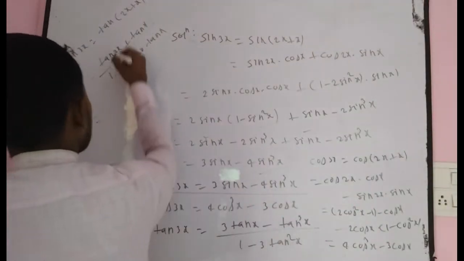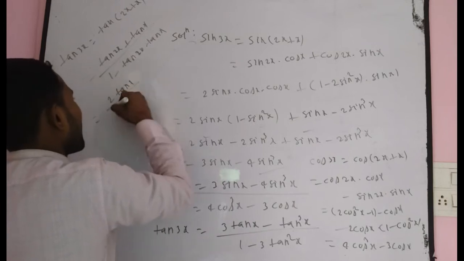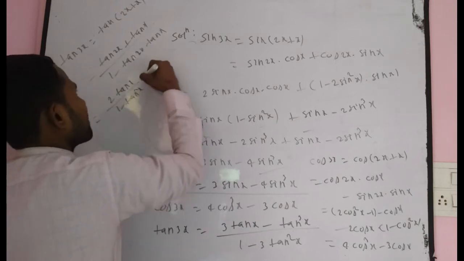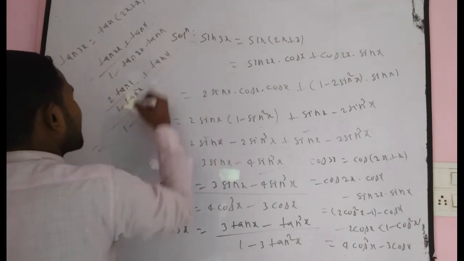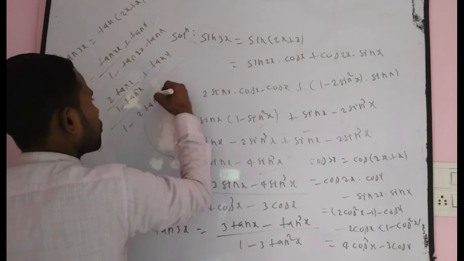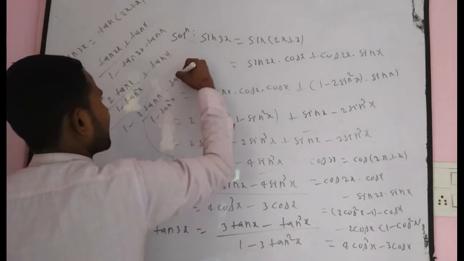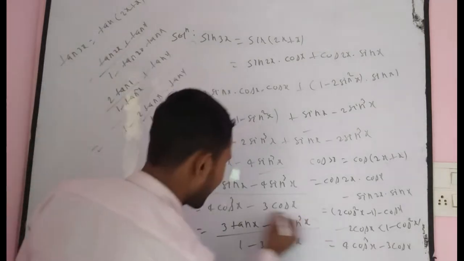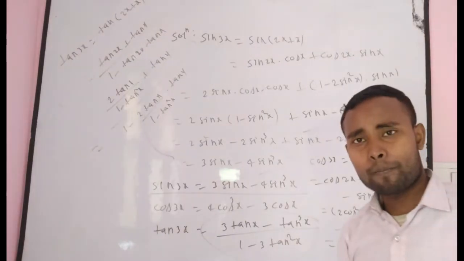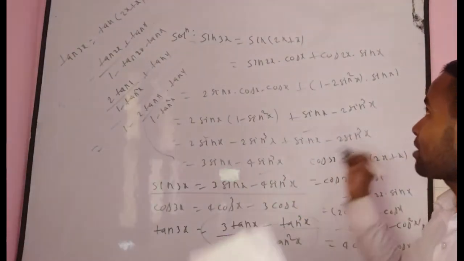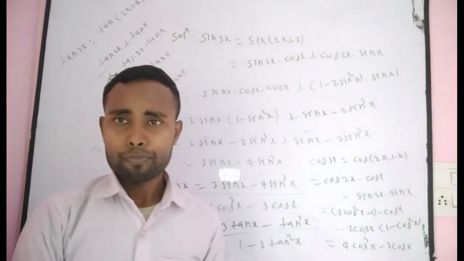Simply, you have to write in place of tan 2x, 2 tan x divided by 1 minus tan square x, plus tan x divided by 1 minus tan 2x is equal to 2 tan x divided by 1 minus tan square x into tan x. Now you have to manipulate and you finally get 3 tan x minus tan cube x divided by 1 minus 3 tan square x. I think you understand all these formulas which are relevant to multiple angle.